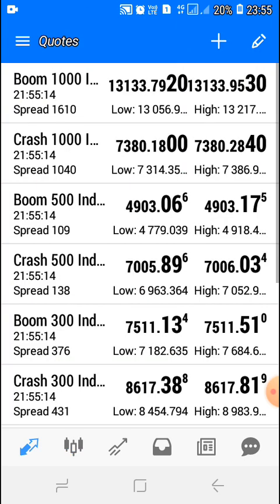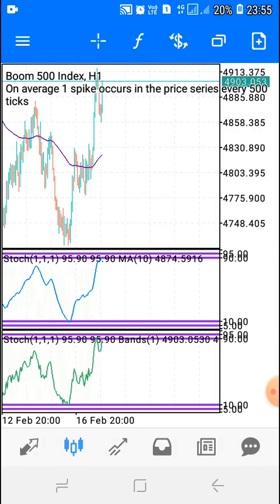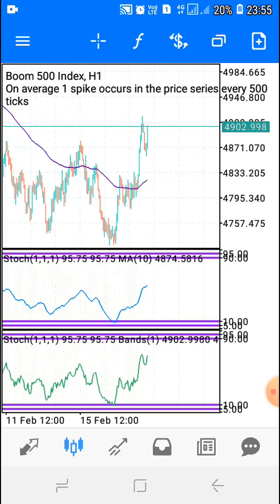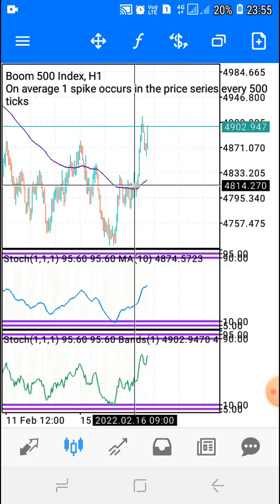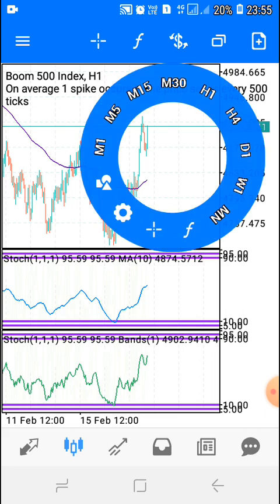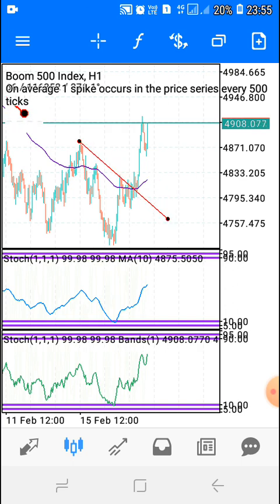So I'm just going to go to Crash 500 and Boom 500 and show you what you can also do. We're on Boom 500 on the 1 hour time frame, and we can see what Boom 500 did over here. It decided to break above this moving average, which is the 100 moving average. Let me take out my trend line and draw a small reversal pattern. Okay, check this out.